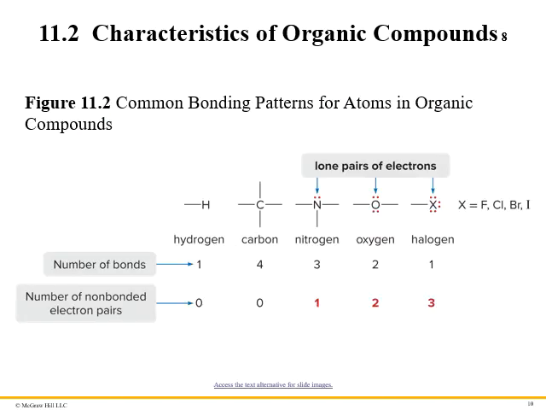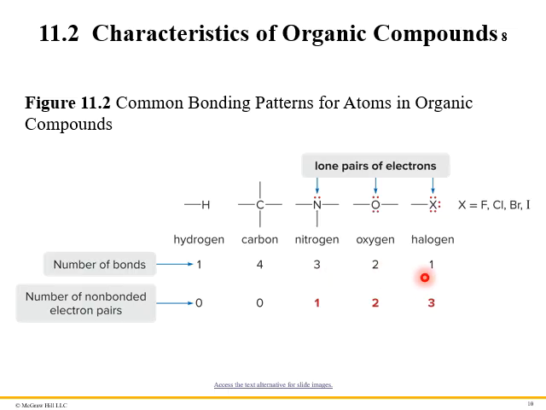Some of the more common binding patterns that you will see in organic compounds are listed right here. Hydrogen, we already discussed, as well as carbon. Hydrogen forming 1 bond, carbon forming 4 bonds. Nitrogen, because it has 5 valence electrons, 2 of them are going to form a lone pair. That leaves you with 3 unpaired electrons and the ability to form 3 bonds.